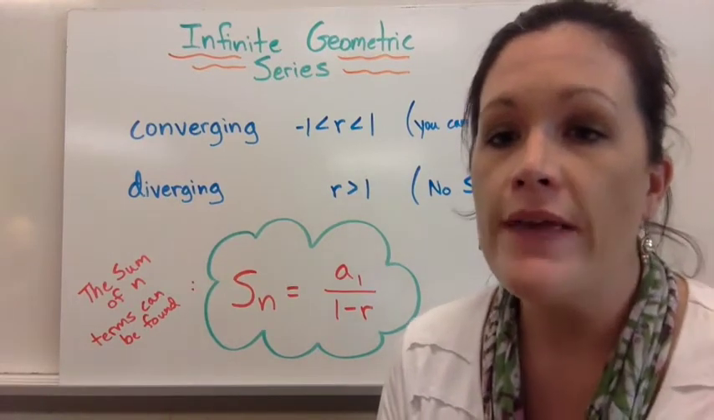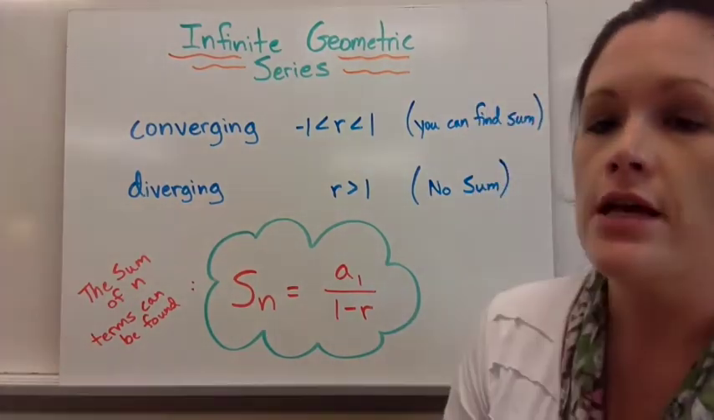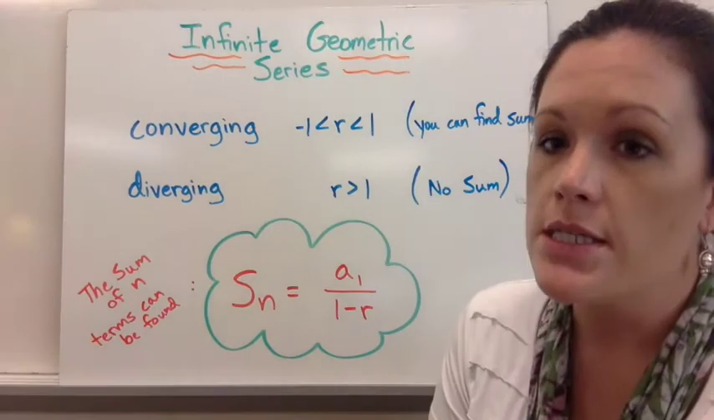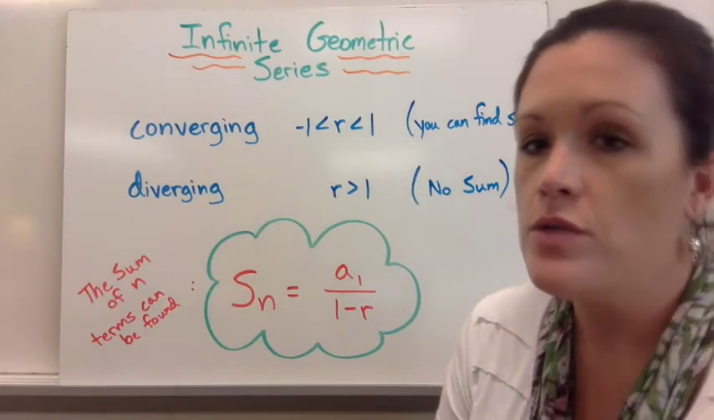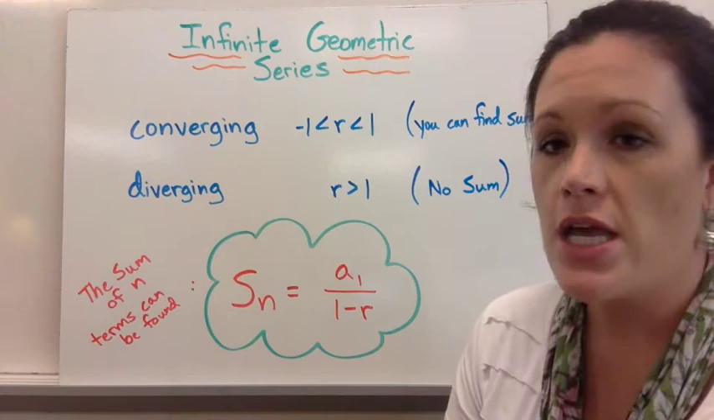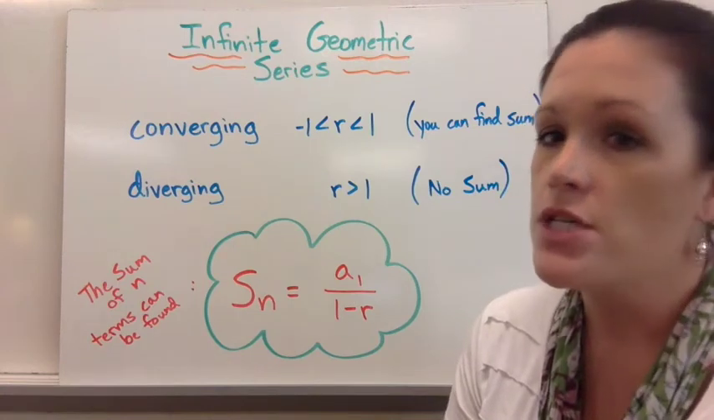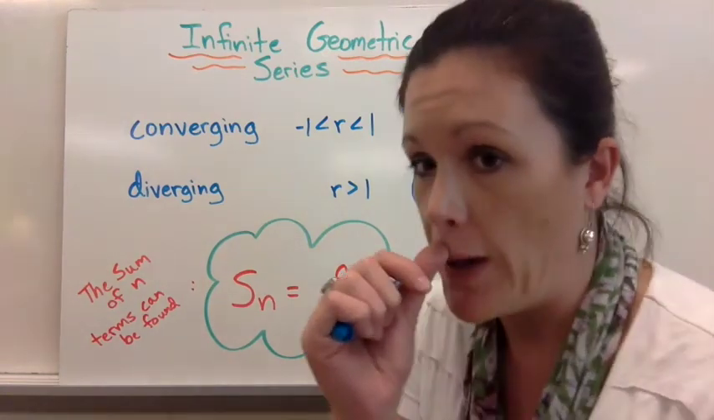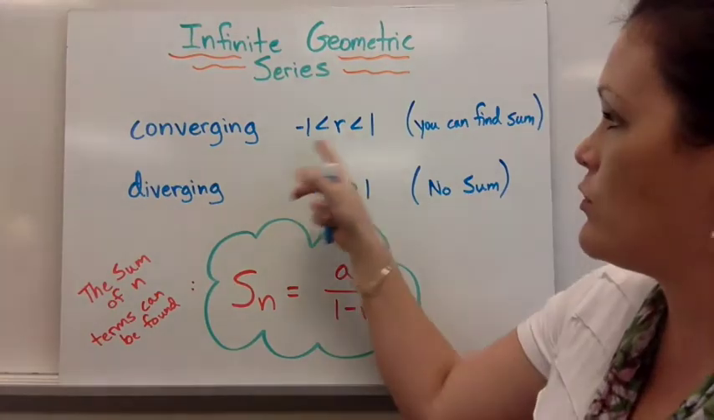Let's talk about infinite geometric series. An infinite geometric series is one that continues on forever. There are two types we look at, converging and diverging. A converging series is one where your common ratio is between -1 and 1.